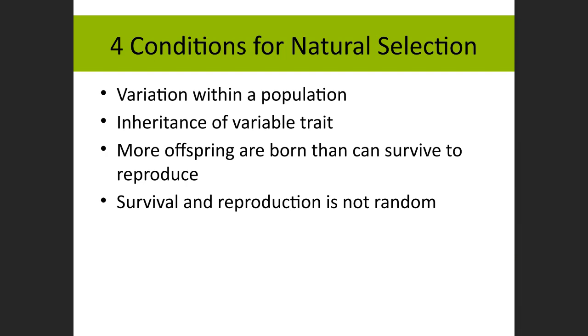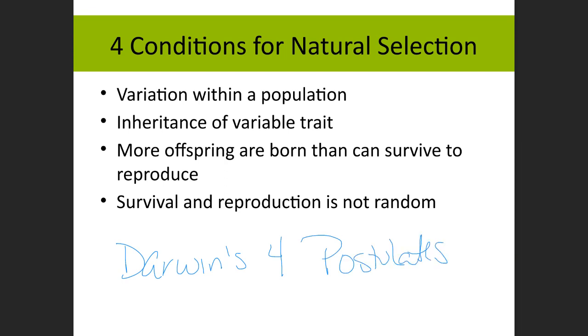Okay, so before we get deep into natural selection, you need to know there are 4 conditions for it to occur, and these are Darwin's 4 postulates. He actually figured this out. In order for natural selection to occur, there has to be variation within the population, right? That's true for all evolution. If everybody's the same, you can't select, right? You can't pick white tigers to breed instead of orange if all the tigers are the exact same color. You have to have variation.